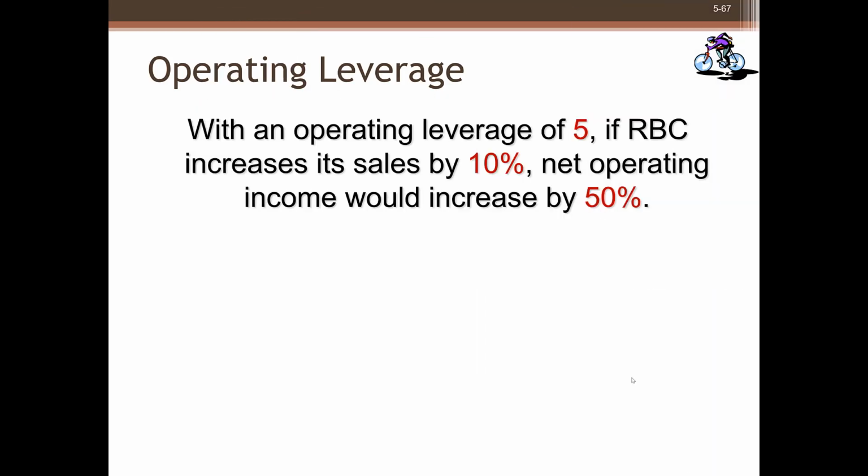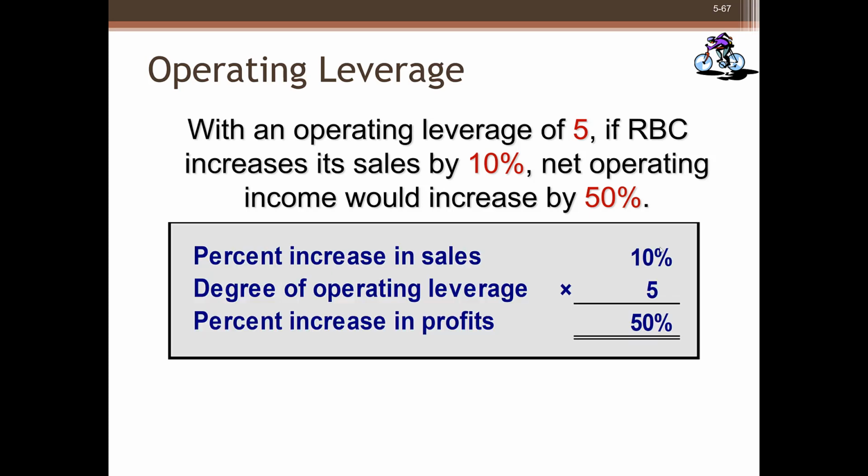Well, what does it mean? It means if RBC increases its sales by 10%, net operating income will increase by 50%, which is the 10% increase in sales multiplied by the degree of operating leverage of 5, and we get a 50% increase in profit.